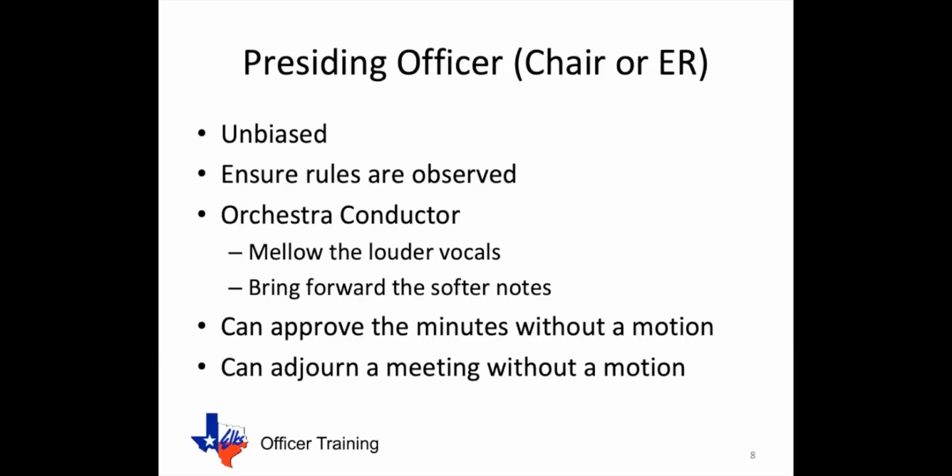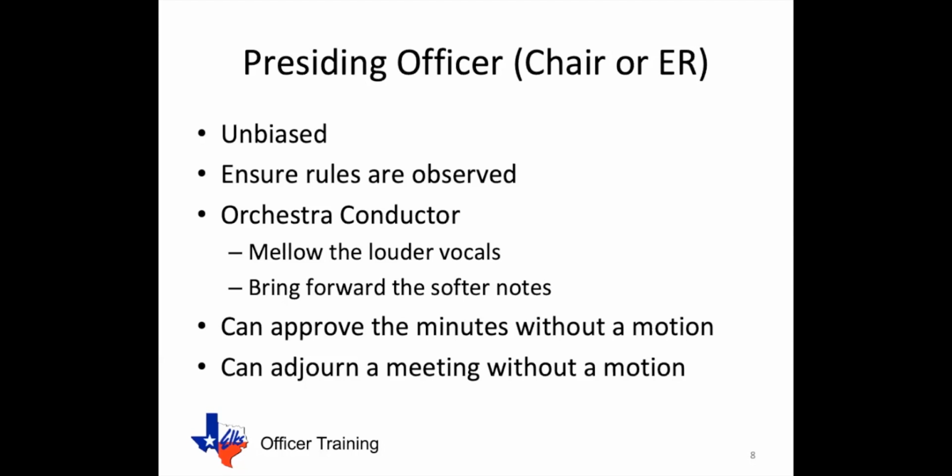We're going to talk about the presiding officer. That could be the chair in a membership meeting or veterans committee meeting or something of that nature, or the exalted ruler. But the most important thing about the presiding officer, whoever's running that meeting, is that they are unbiased. You try to facilitate what's going on rather than injecting your own personal opinion. You want to ensure that rules are observed, both from our statutes and your lodge bylaws, and of course, Robert's Rules of Order.